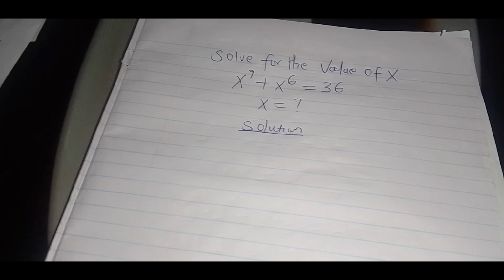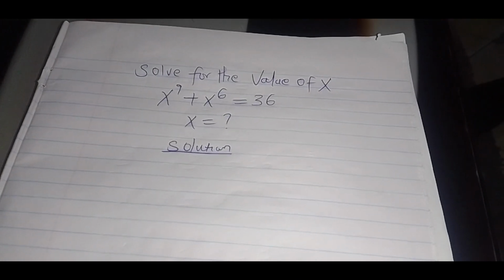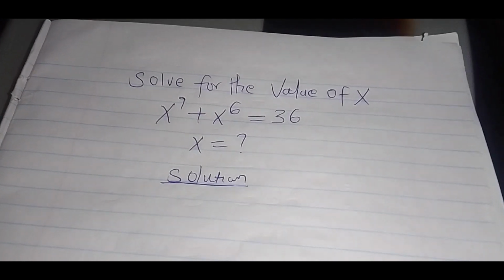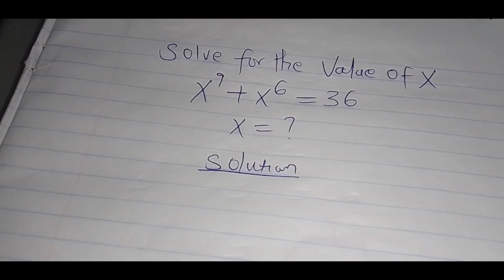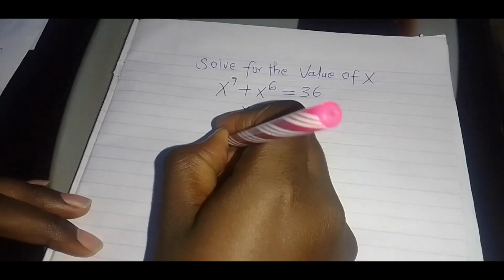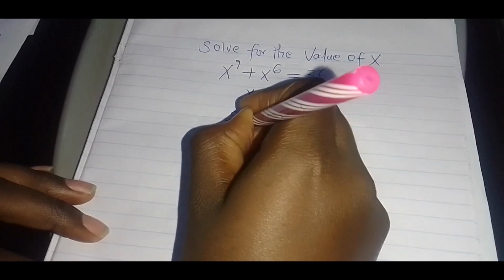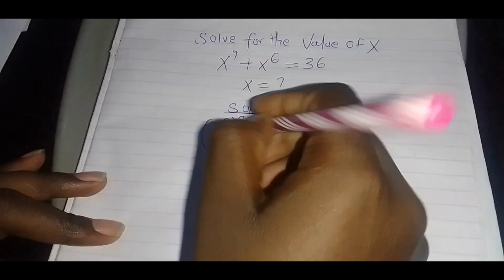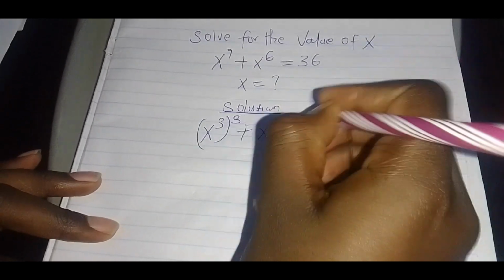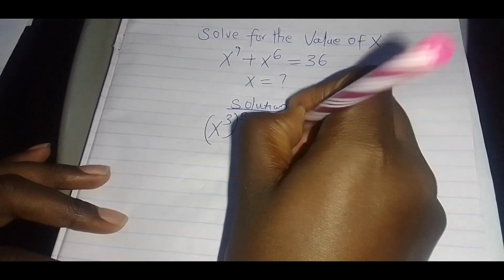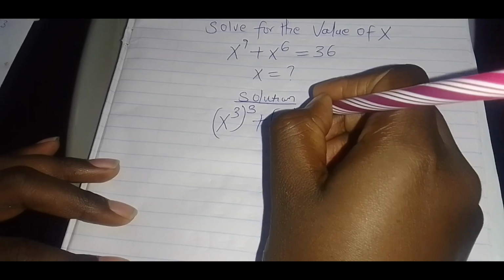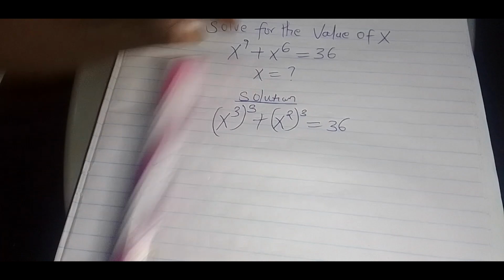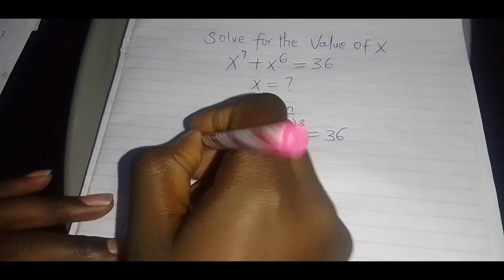If you check x raised to power 9 and x raised to power 6, we have a common base of x, so we can break it down in this form as x raised to power 3 multiplied by 3. Remember, 3 times 3 is going to give you back 9, plus x raised to power 2 times 3, and 2 times 3 is going to give you 6.